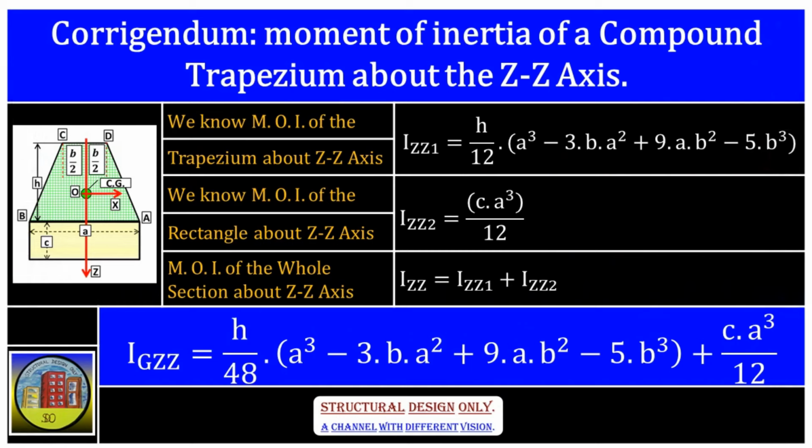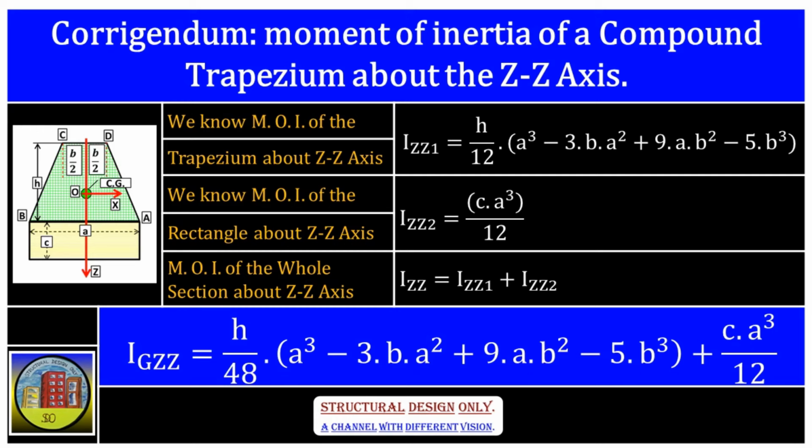Title of this slide you are watching, Corrigendum, moment of inertia of a compound trapezium about the ZZ axis. This is a correction to previous information provided by me, in my presentation, The Power of Shapes, Part 3. Now we are diving into the derivation of IGZZ of a compound symmetrical trapezium. This trapezium has two parts. Top portion is a symmetrical trapezium and bottom portion is a rectangle.